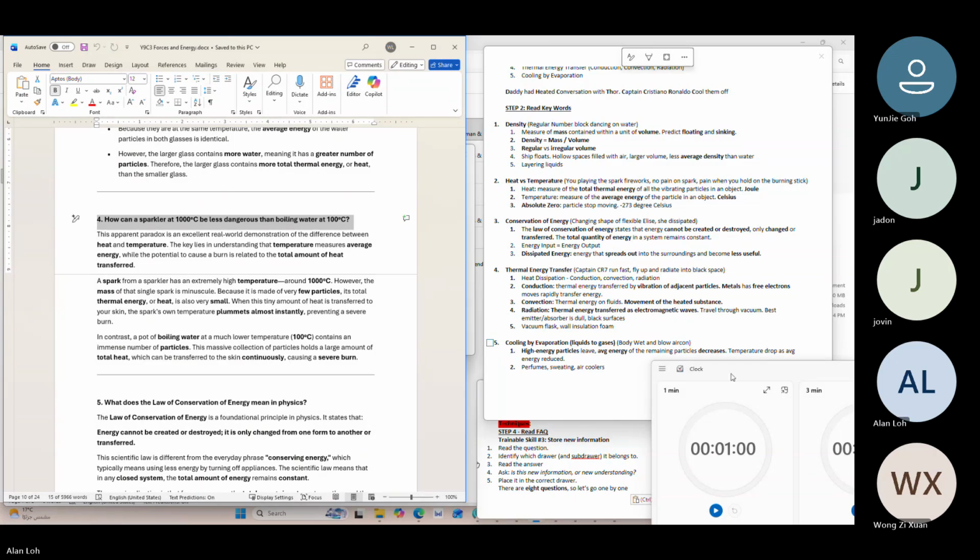Yun Jie, which drawer? Heat and temperature. Heat versus temperature. Okay. Second drawer, heat versus temperature, correct. Now next, read the answer. Everyone, please, not just Yun Jie. Let's start. 1 minute.